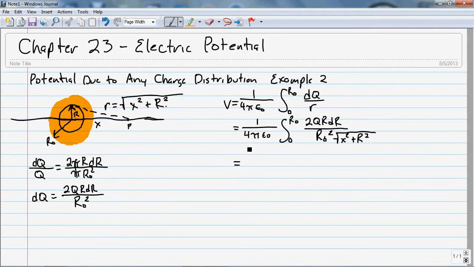The 2 is going to cancel part of the 4, so I'm going to have q over 2 pi epsilon naught r naught squared times the integral from 0 to r naught of r dr over the square root of x squared plus r squared. So I need to evaluate this integral.